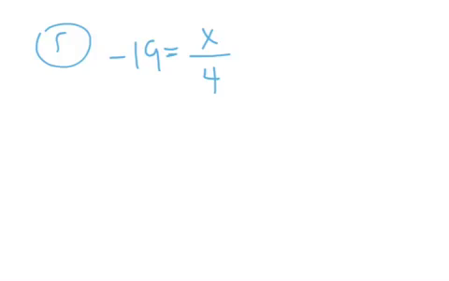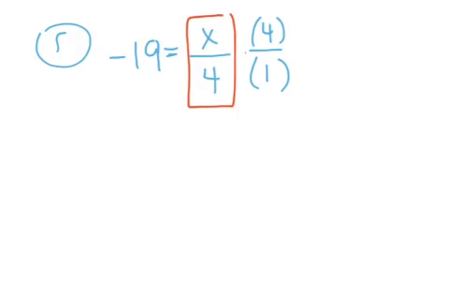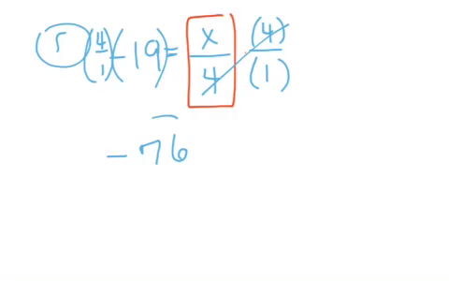Alright, so we've got negative 19 equals x divided by 4. Now right here, that is division. So the inverse of division is multiplication. So we have to multiply both sides by 4. Of course, the 4's cancel. We have a positive and a negative, so you know your answer is going to be negative. And when we multiply negative 19 times 4, you get negative 76.